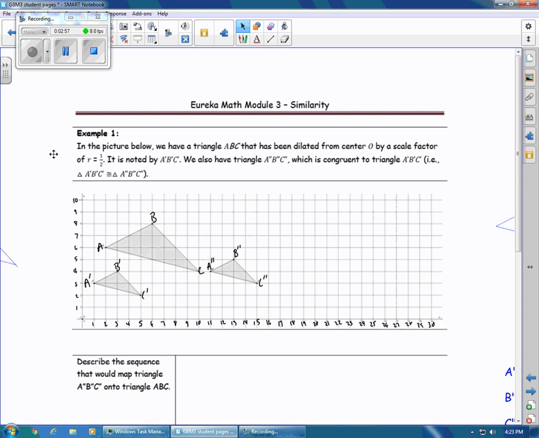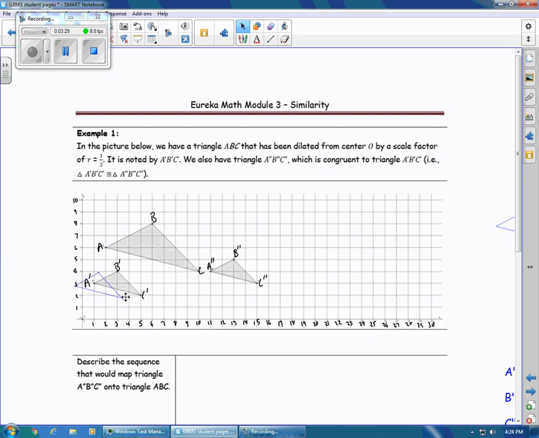So let's read the directions together. In the picture below, we have triangle ABC right here that has been dilated from center O by a scale factor of 1/2. So that means it got smaller. And that's notated by A prime, B prime, C prime. So that's this one here. So it got shrunk from here to here. We also have triangle A double prime, B double prime, C double prime, this one over here, which is congruent to triangle A prime, B prime, C prime. So they're saying that this one is the same size as this one over here.